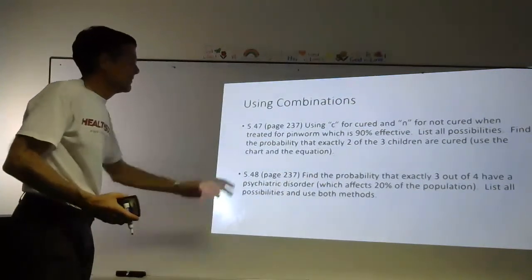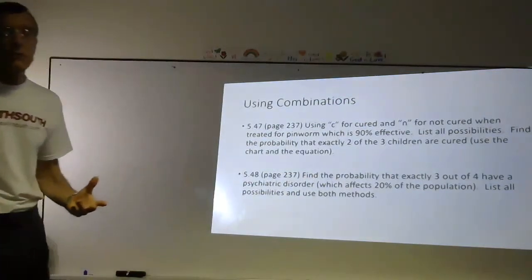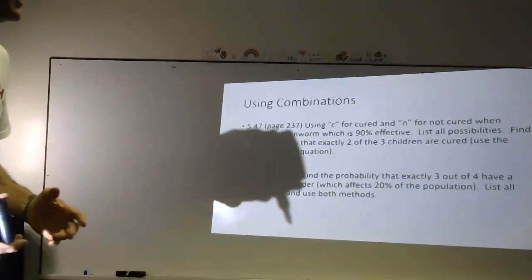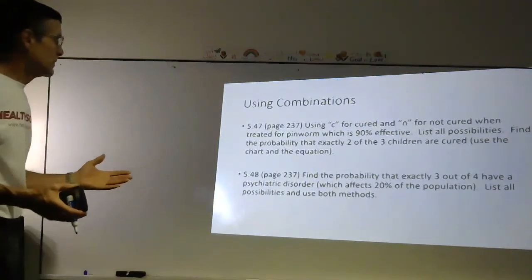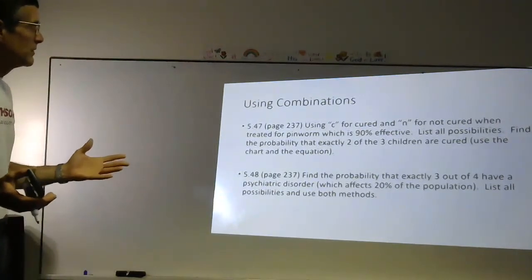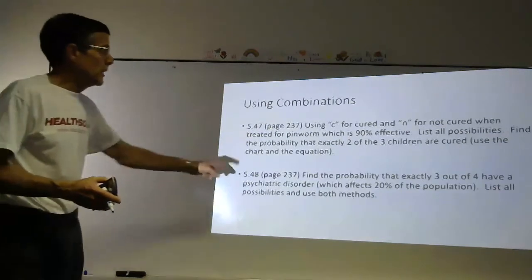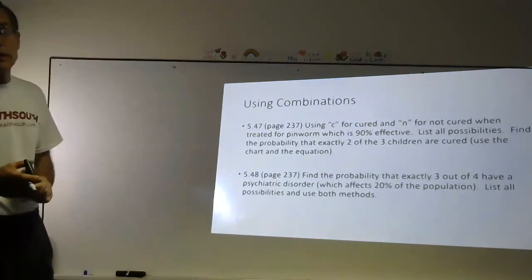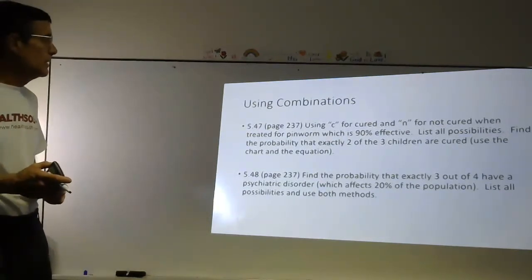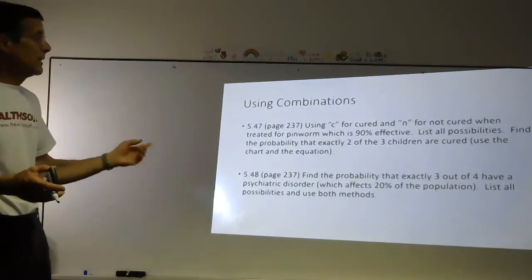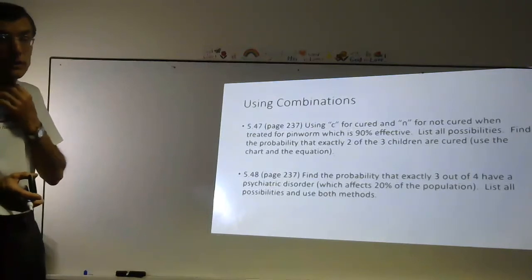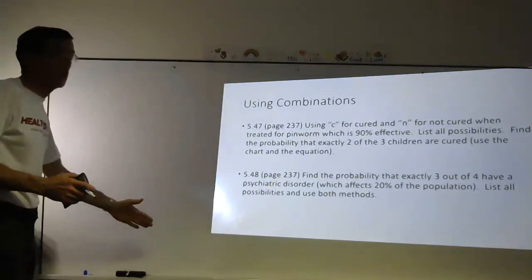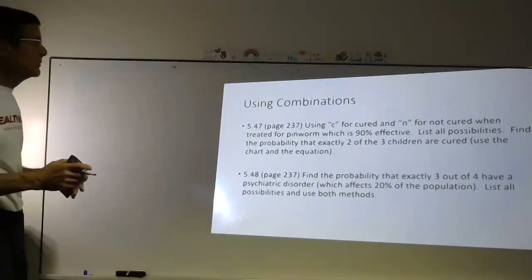All right, this one's a little tougher. It'll be the last one that we do the hard way, okay? But I think it's fascinating to show you a tough one. This is people that have a psychiatric disorder. 20% of the population has a psychiatric disorder, okay? We want to find a probability that exactly 3 out of 4 people have a psychiatric disorder, all right? So let's make the complete chart, go through it, and then do it the short way.